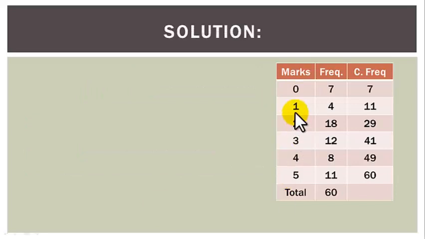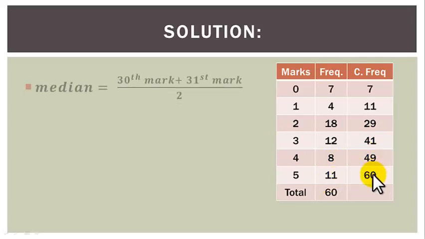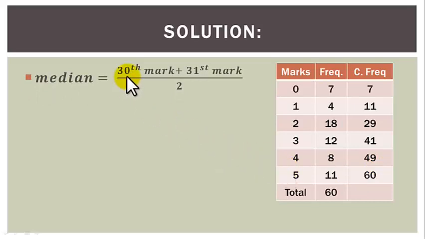Solution. Given the frequency table consisting of the columns marks and frequency, to find the median, we have to construct the cumulative frequency column as follows. The first value here is 7, that is, bring down the 7 here, then add cumulatively as follows. 7 plus 4 is 11, 11 plus 18 is 29, 29 plus 12 is 41, 41 plus 8 is 49, and 49 plus 11 is 60. So therefore, the median is equal to the 30th mark plus the 31st mark divided by 2.